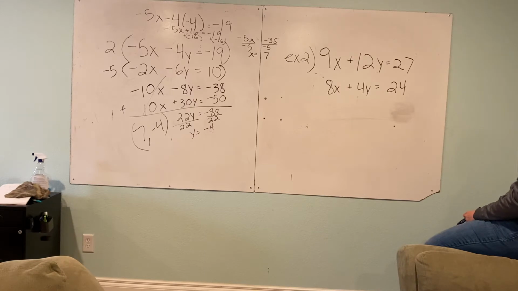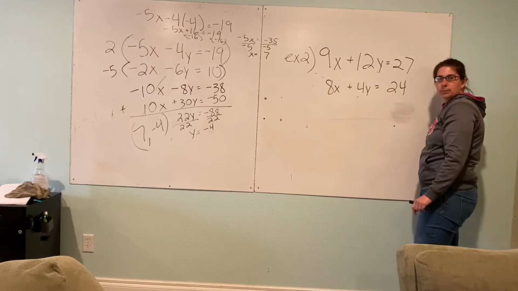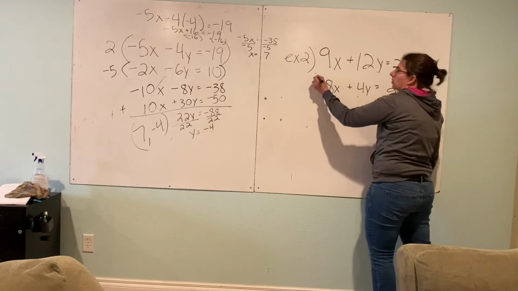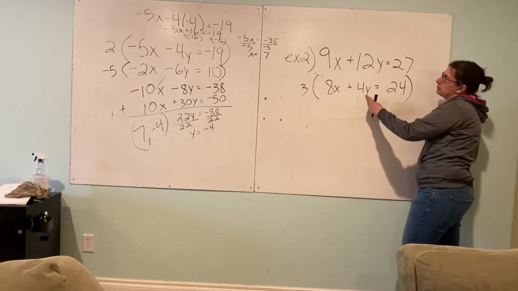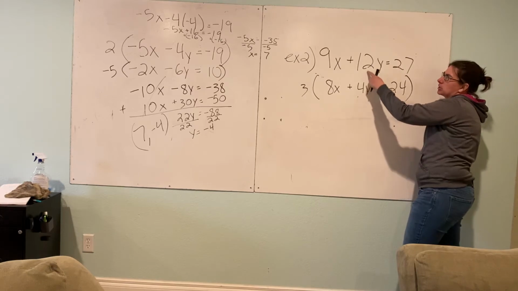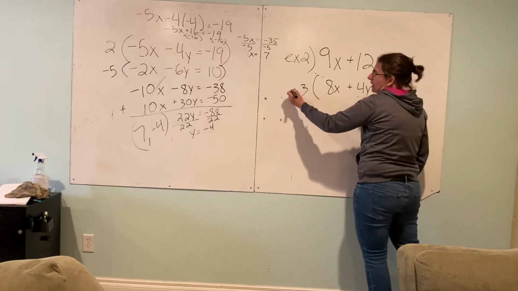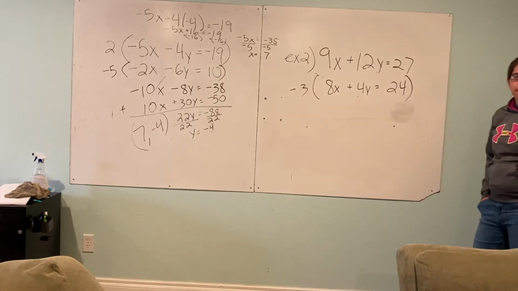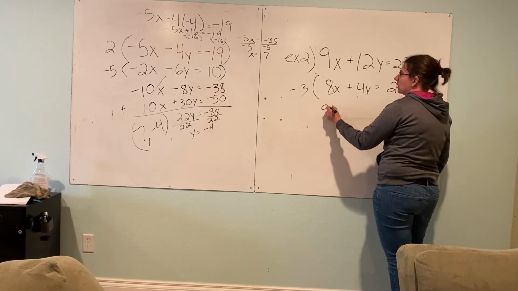So when we look at this, it's going to be easiest to get the y's to cancel out. The reason for that is because 4 can go into 12 3 times. So if I take this second equation, I don't want to just multiply it by 3, because 3 is going to give me 12y. And remember that this is already positive 12, so we need this to be negative 12. So we're going to multiply by negative 3. Okay? I like to rewrite the first equation again, just so they're together.